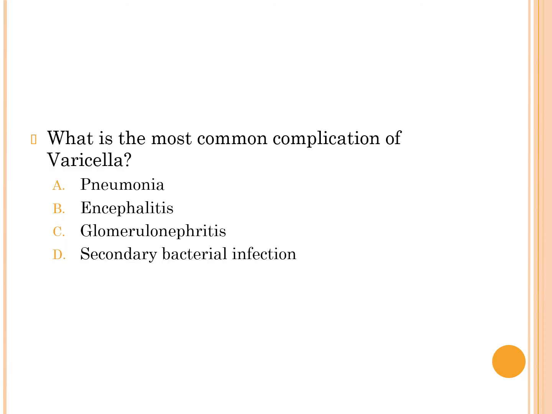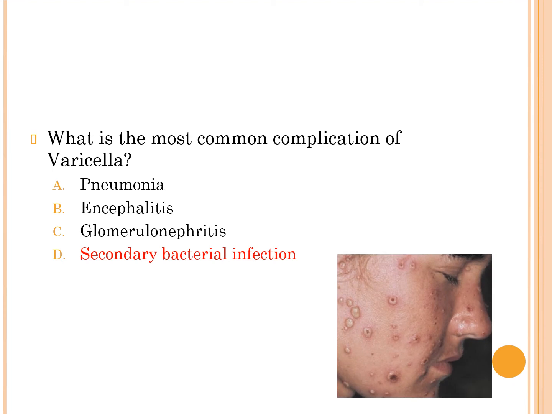What is the most common complication of varicella? Is it pneumonia, encephalitis, glomerulonephritis, or secondary bacterial infection? And the answer is secondary bacterial infection, because indeed the formation of pustules on the patient's skin is even part of the normal course of this disease.